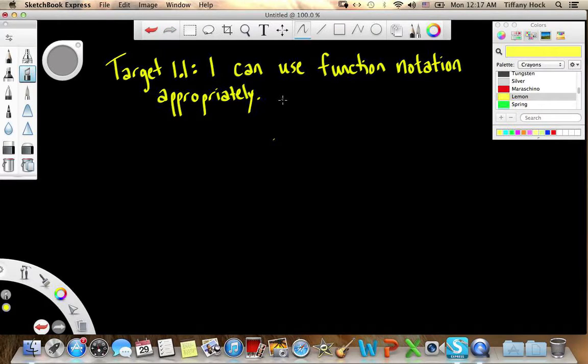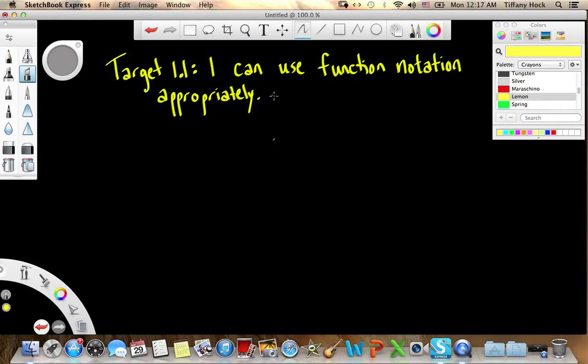Okay, so today I thought we would go back over looking at target 1.1, which says I can use function notation appropriately. Now, function notation is just another way that we write equations. Most of the time you've seen linear equations written in the form y equals something x, like 2x plus 4, something along those lines. But we can also write it in what is called function notation.